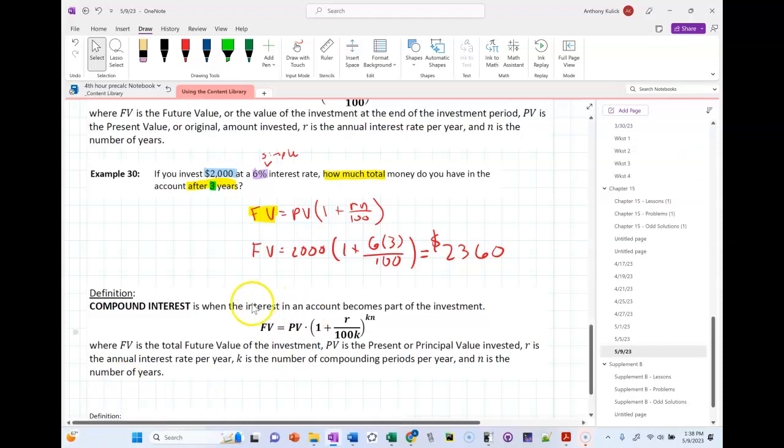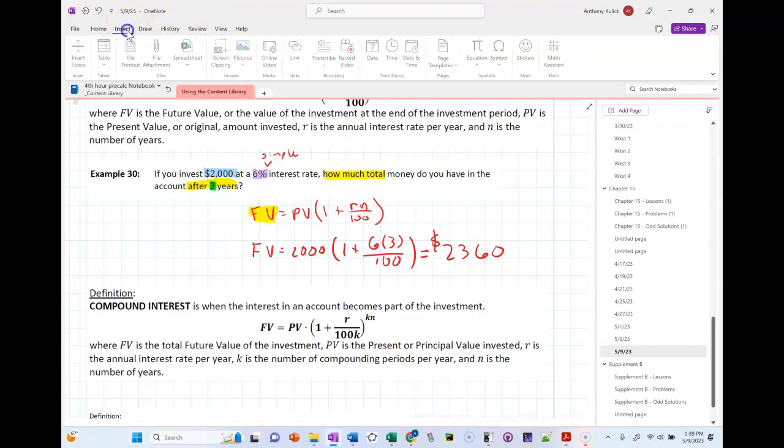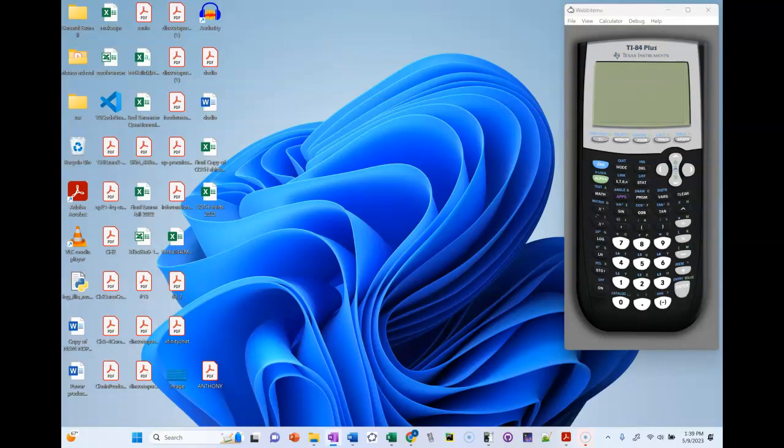So our compound interest formula is FV equals PV times (1 plus R over 100K), all to the Kn. FV is still future value, PV is still present value, R is still the interest rate as a decimal, N is still the number of years. K is going to represent the number of compounding periods per year. And most often, that K is going to be given to us in words.